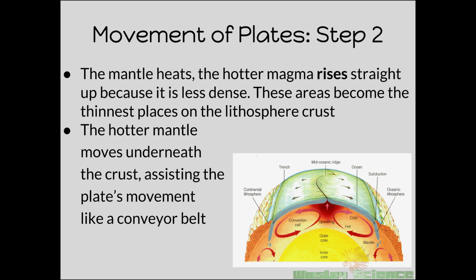So as the mantle is being heated by the outer core, because the liquid outer core is what the mantle is in contact with, this magma is heated up and it rises straight to the top of the mantle, to the asthenosphere, because it is less dense. And as we know from Unit 2, with how convection works, things become heated and then the heat rises. And these areas of the lithosphere crust become thinned out from the heat that is in the mantle.